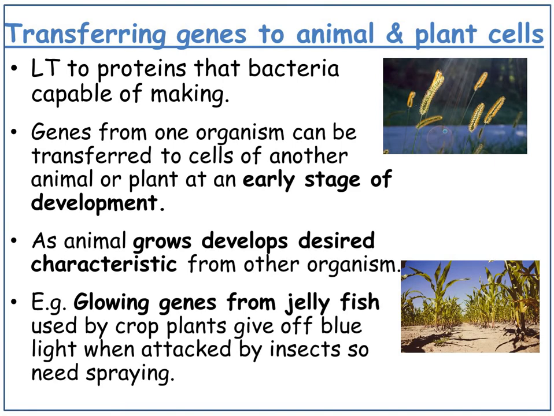Transferring genes to animal and plant cells. There is a limit to the proteins that bacteria are capable of making. Genes from one organism can be transferred to cells of another animal or plant at an early stage of development. As animals grow, they develop the desired characteristics from other organisms. An example of this is glowing genes from a jellyfish can be used by crop plants to give off blue light when they are attacked by insects, so they tell the farmer that.